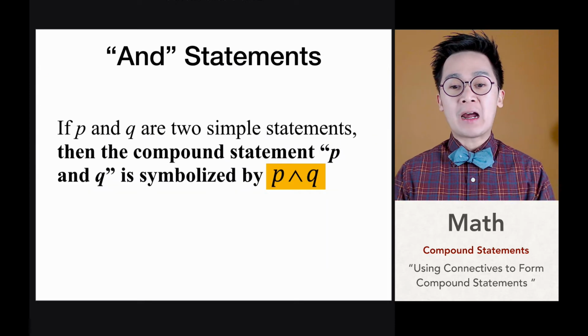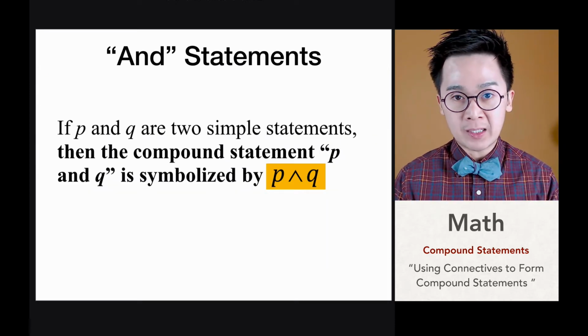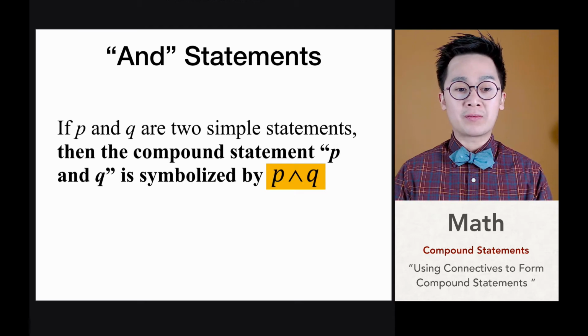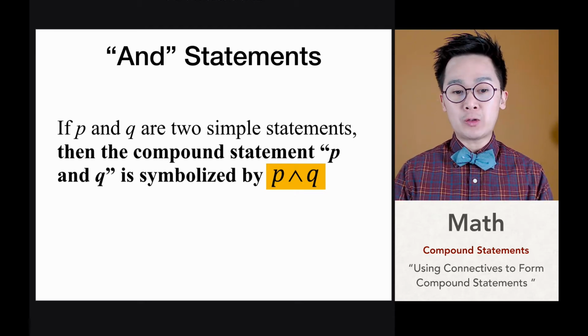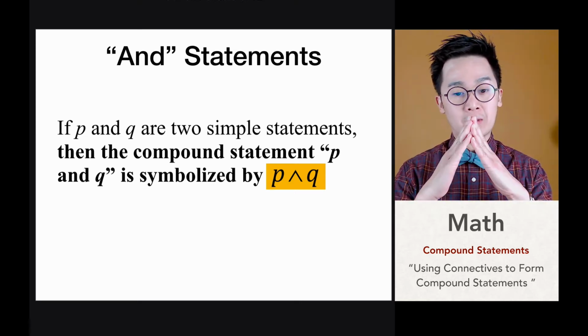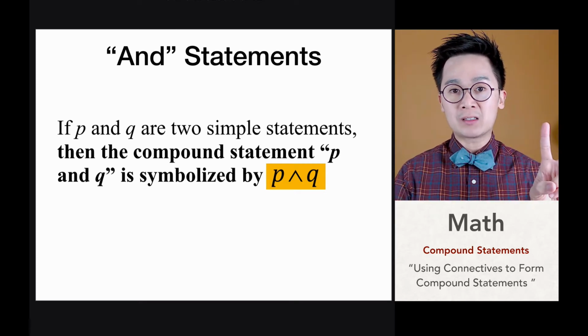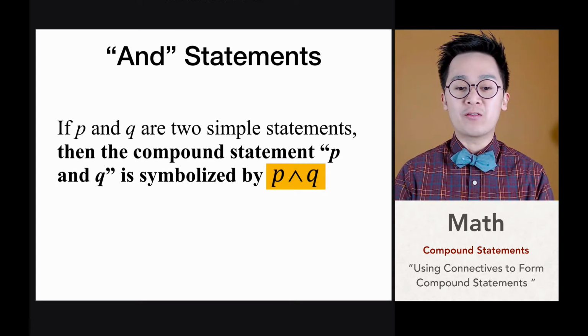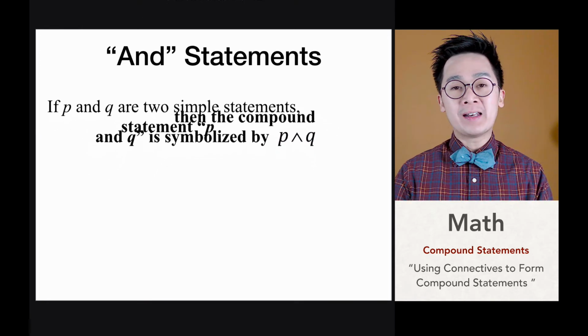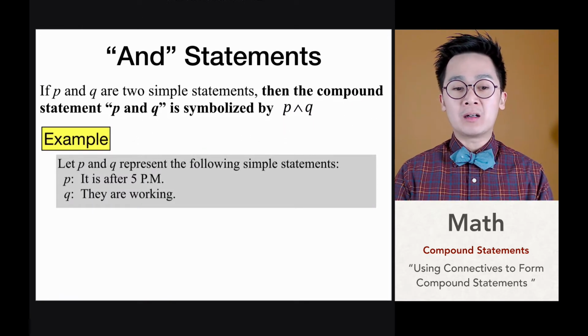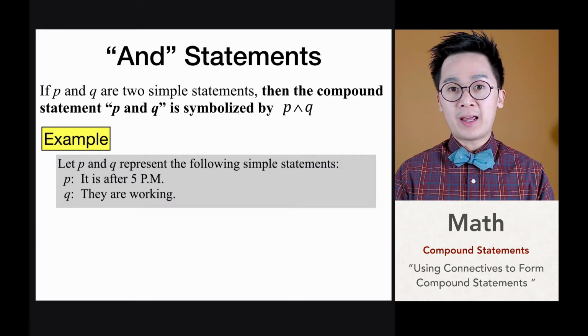Now let's start with the AND statements, which are defined as follows: if statement P and statement Q are two simple statements, then the compound statement P and Q is symbolized using this symbol. This is the symbol that we use for two statements using the AND connective, which is P and Q.